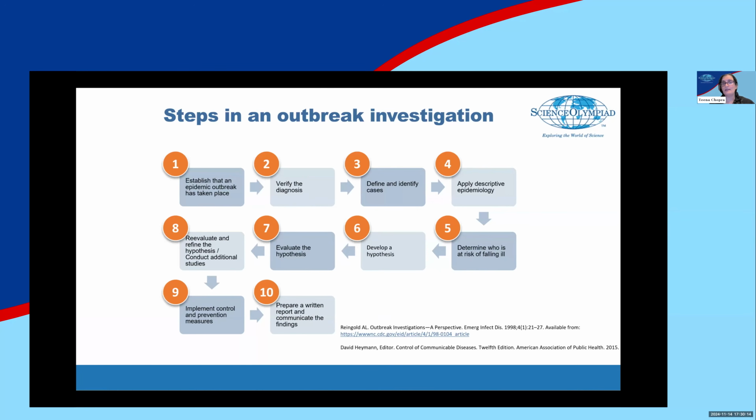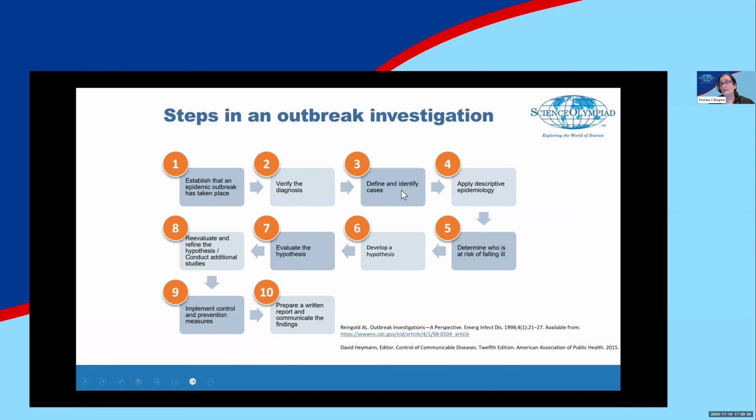So there is a case and then there's a confirmed case. Confirmed is confirmation by their diagnostic test. C. diff is diagnosed by a PCR test of the stool, and I will confirm with the lab whether that test was used on all these patients. And sure enough, if it was, then I have confirmed that there is an outbreak.